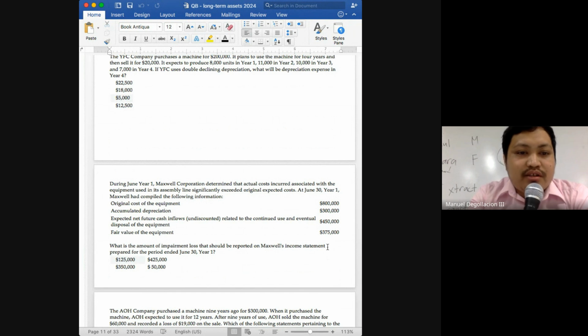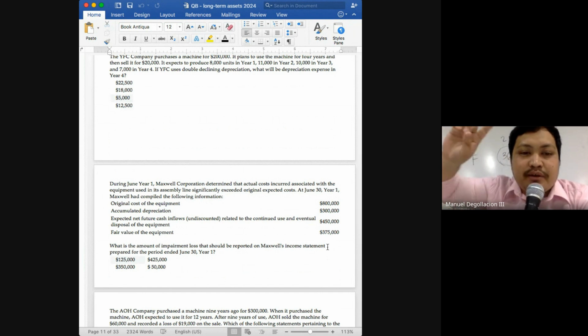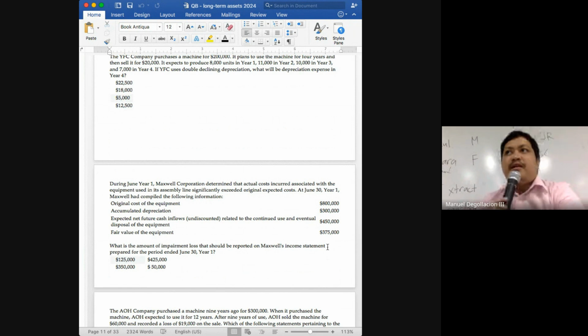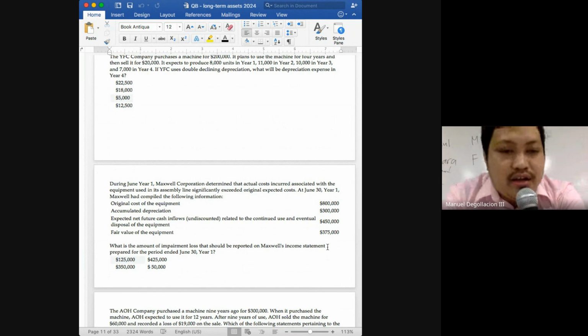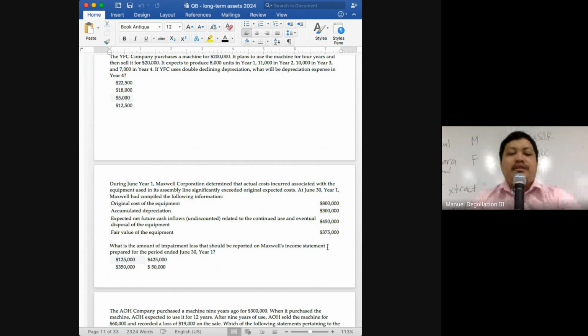So what's the first step, class? Because a very important takeaway, we have two steps: the recoverability test and the impairment loss test. What do we do under the recoverability test? We determine whether the asset is impaired, and how do we do that? Comparing the book value or the carrying amount with the undiscounted cash flows that is expected to be derived from the asset.